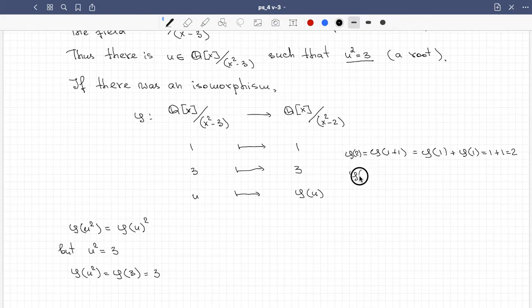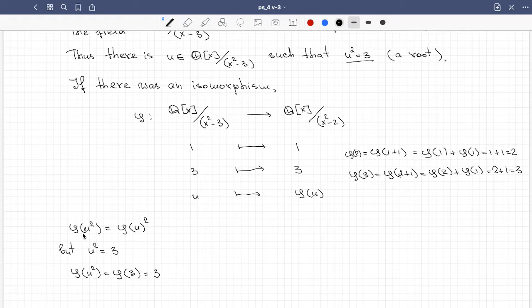Phi of 3 is phi of 2 plus 1, which is phi of 2 plus phi of 1. Phi is an isomorphism, but in the first place a homomorphism, and a homomorphism respects addition. But phi of 2 we know is 2, and phi of 1 we know is 1, so that must be 2 plus 1, which is 3. So phi of 3 is 3.